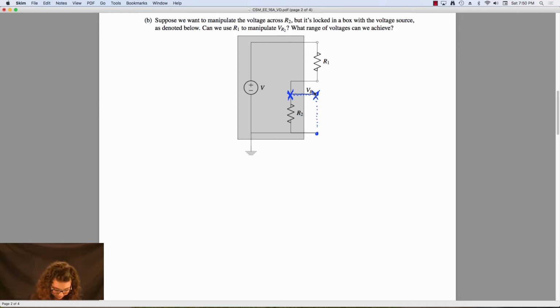That won't change. So using R1 to manipulate VR2, we know we solved from earlier that VR2 is what we got from the voltage divider earlier. It's going to be R2 over R1 plus R2 times V. So in this case, I like to think about what are extreme values that R1 can take on. So let's say the cases where R1 is infinite resistance and when it is 0 resistance.